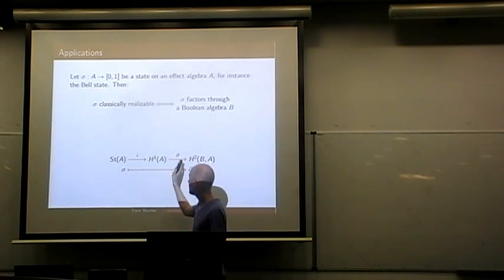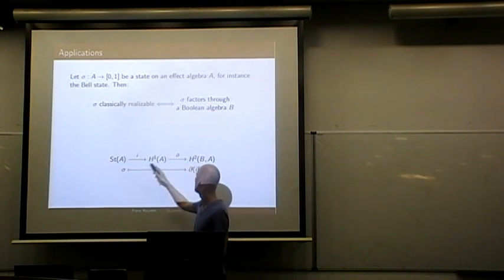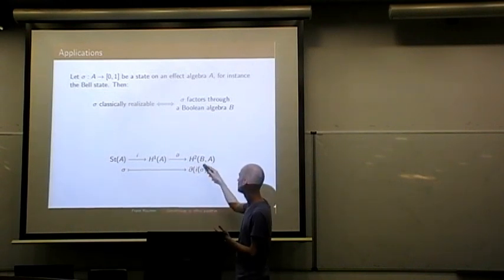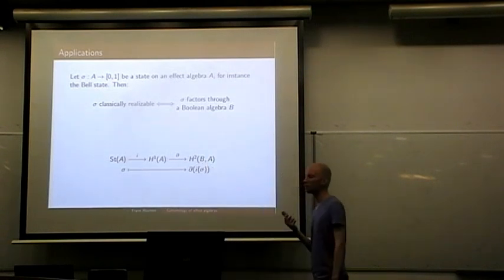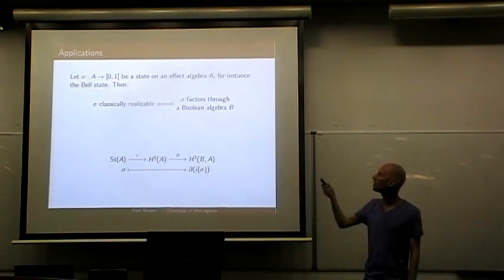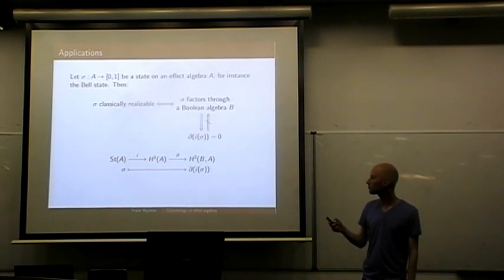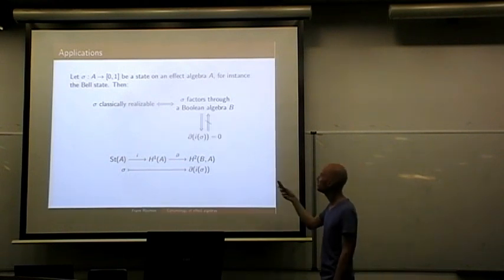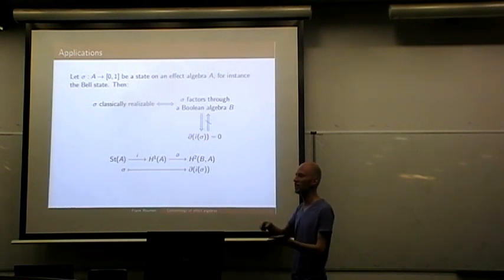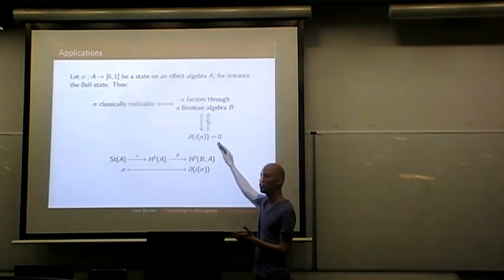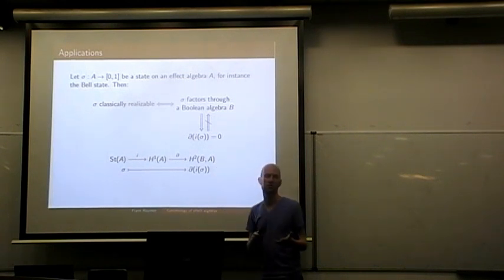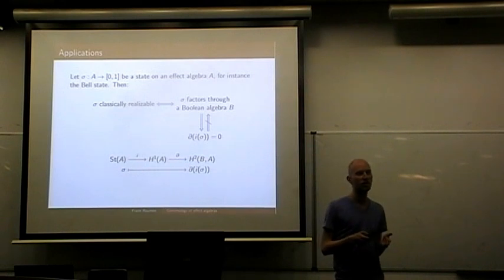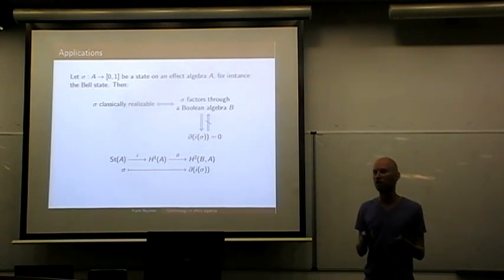Now if you compose those two maps, then the state sigma, the state that we could think about as the Bell state, is mapped to a certain cohomology class in the second cohomology group of B relative to A. And this one turns out to determine whether sigma factors through a Boolean algebra. So we have this condition. If something factors through a Boolean algebra, then the corresponding cohomology class is 0, but unfortunately the converse doesn't hold.